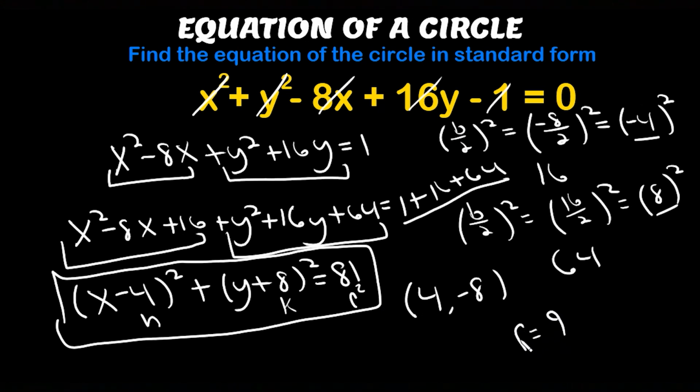Okay, so again, that is the benefit of putting it in standard form. When you're dealing with a circle, you're able to identify the center and the radius very easily. And that's how you put it in standard form. Again, you have to complete the square, and that's really all there is to it.